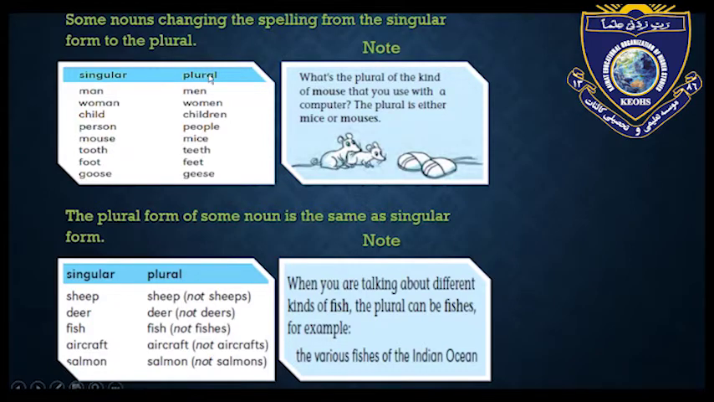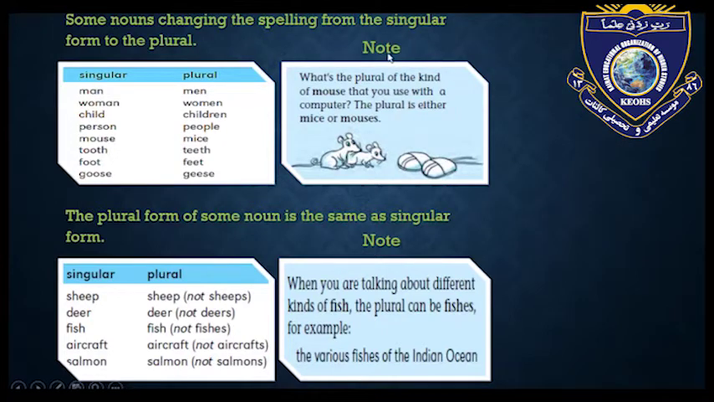Look at the singular form, look at the plural form. What happened here? Man is changed to men, woman changed to women, child changed to children, person changed to people, mouse changed to mice, tooth changed to teeth, foot changed to feet, goose changed to geese. Now we are going to make some examples for them.